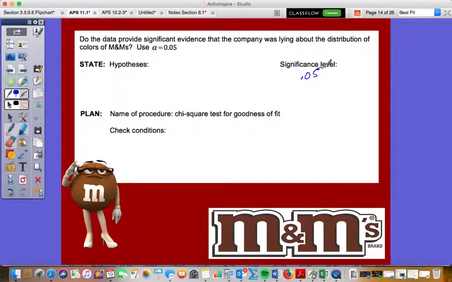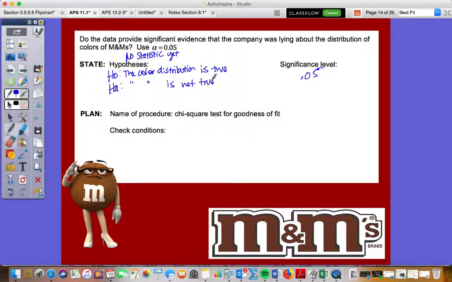The significance level is 0.05, and the hypotheses are the null and the alternative. Note that there are a couple of things that we're not putting up here. Notice there's no statistic yet, okay? That's in the do phase. The null is that the color distribution of M&M claim is true. The alternative is that it is not true, okay? Make sure you put a little context in there as well.